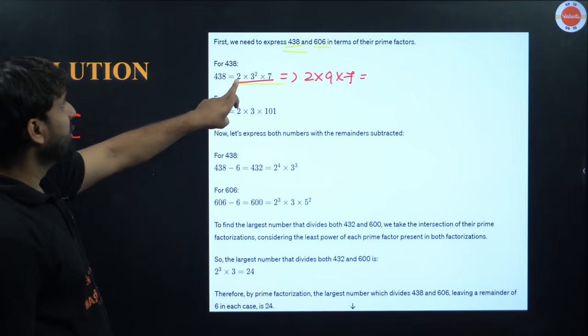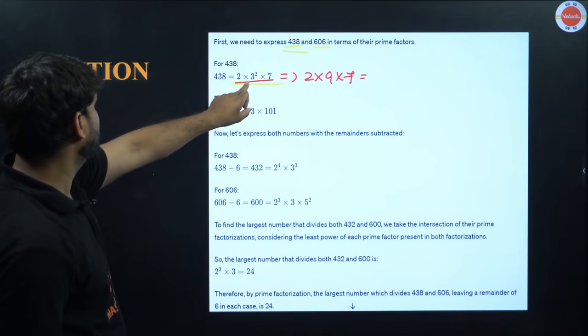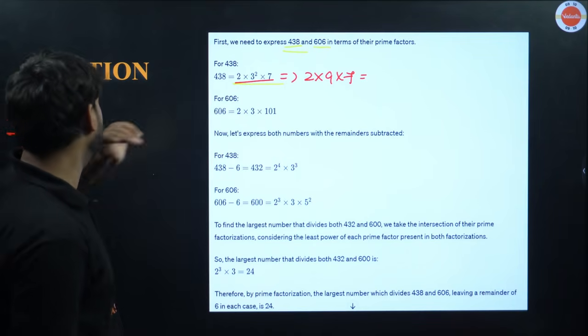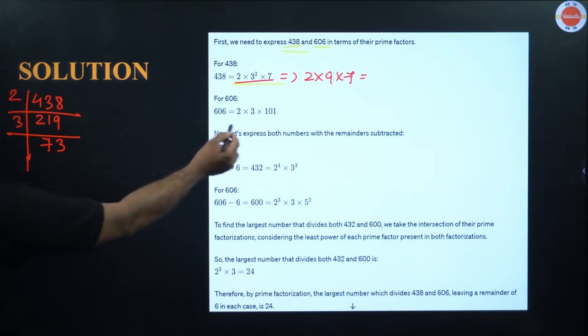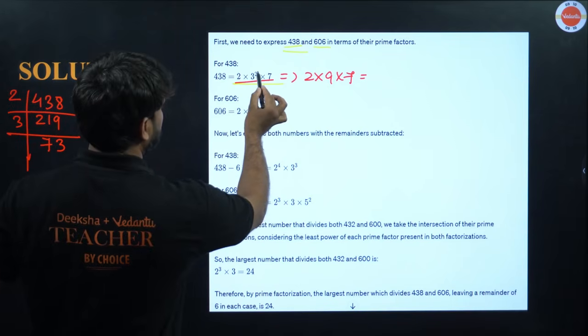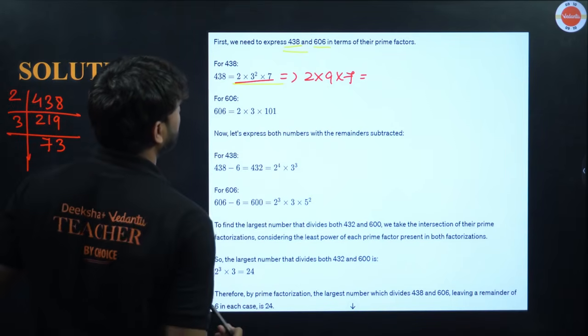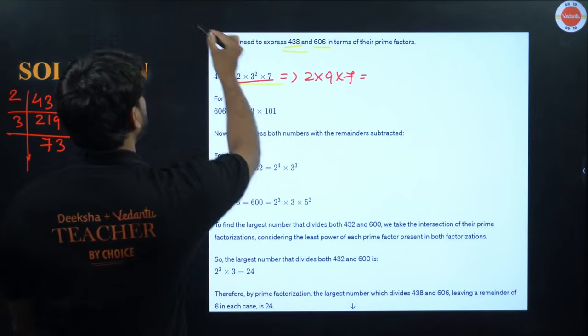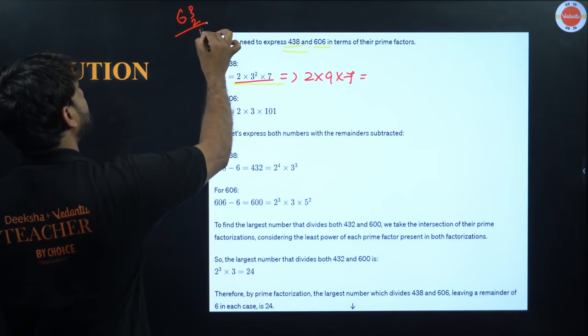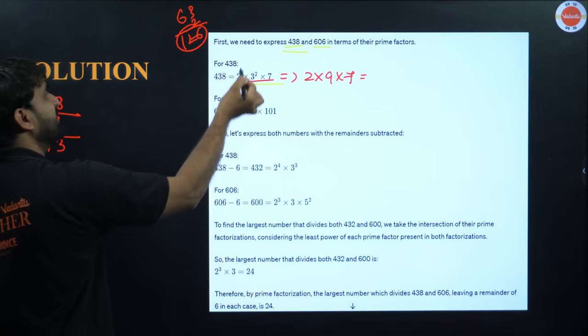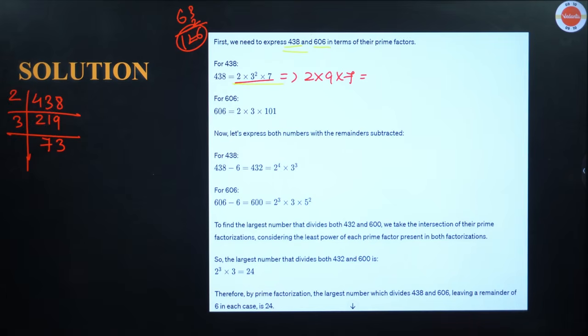Something is missing in 2 into 3 squared into 7. For 438, this will not be the prime factorization, because 3 squared is 9, 9 into 7 is 63, and 63 into 2 is 126, something else. So this is the correct one here, 438.